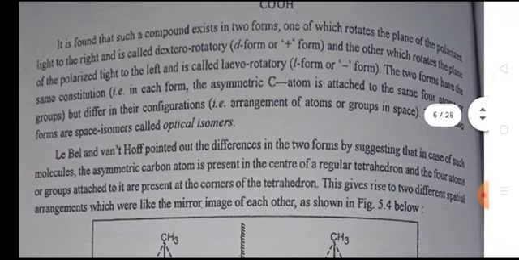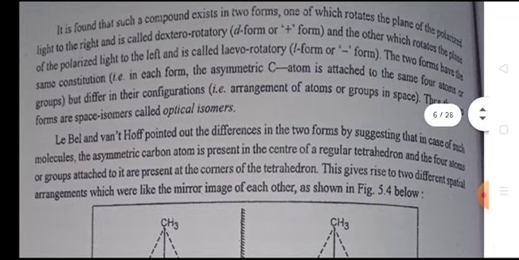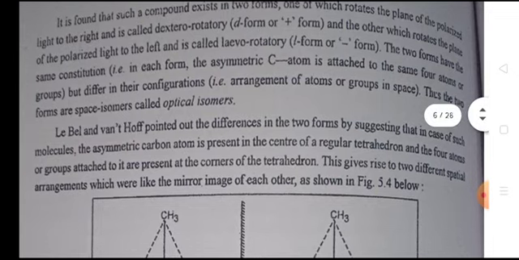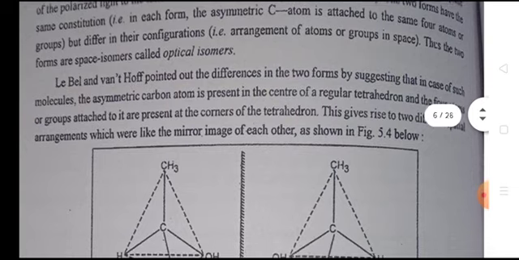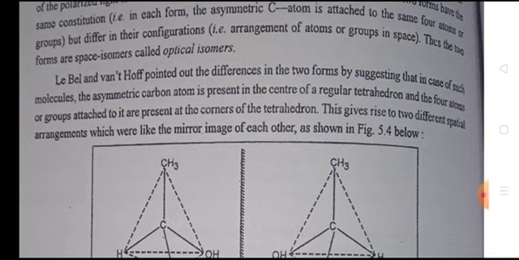It is found that such a compound exists in two forms, one of which rotates the plane of polarized light to the right and is called dextrorotatory, and the other rotating it to the left, called levorotatory. The two forms have the same constitution but differ in their configuration. Thus, the two forms are space isomers called optical isomers.